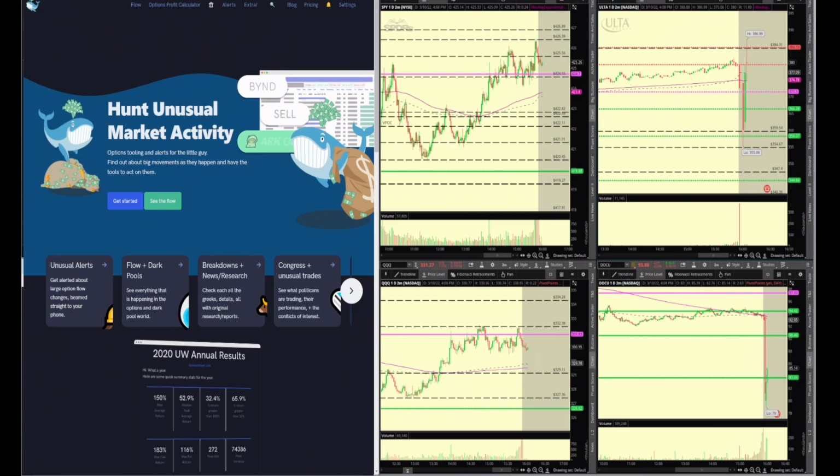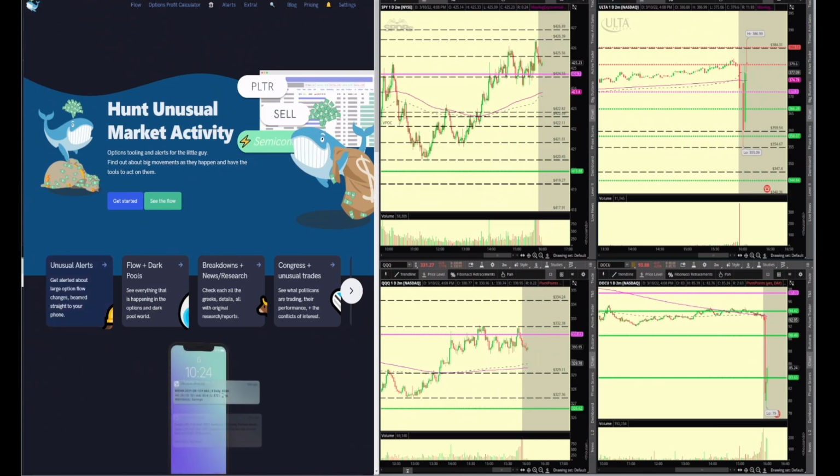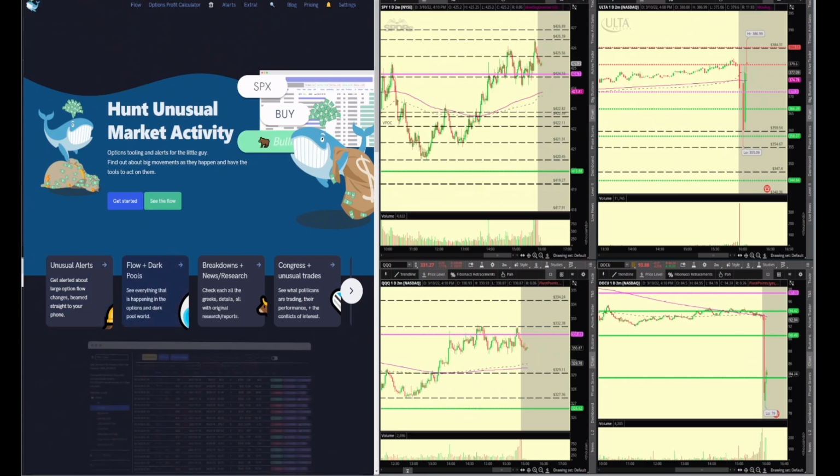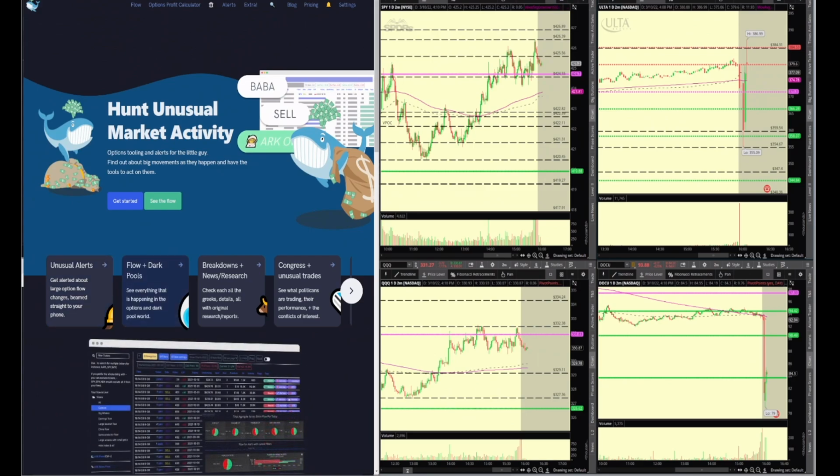For those of you guys that know me, I love patterns. I trade technicals. I really focus on that. And that's been my bread and butter for the last 3-4 years. We're going to get right into it.